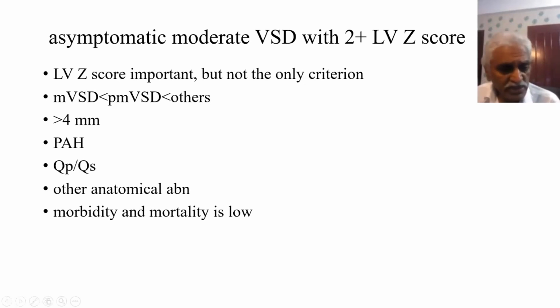Morbidity and mortality in today's surgical hands is very low. So these patients with a +2 LV Z-score, even if asymptomatic, are candidates for surgical closure. Thank you.